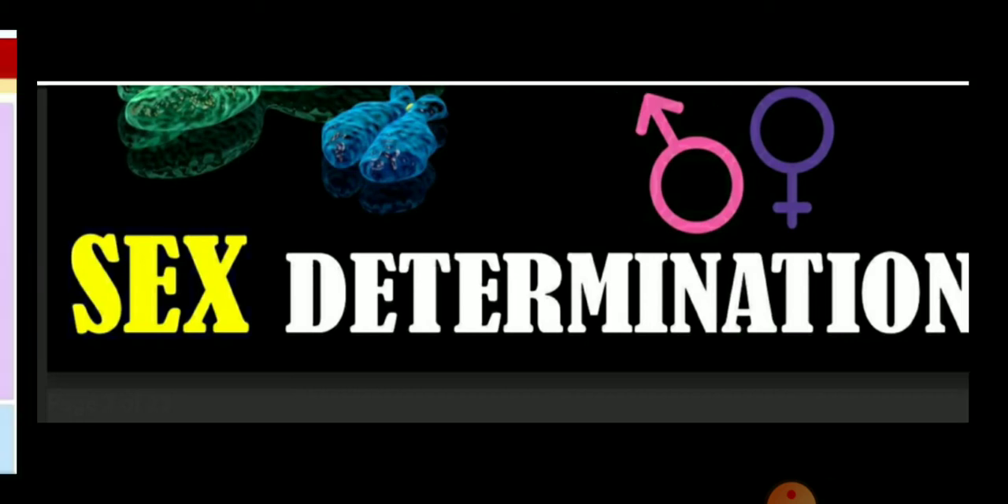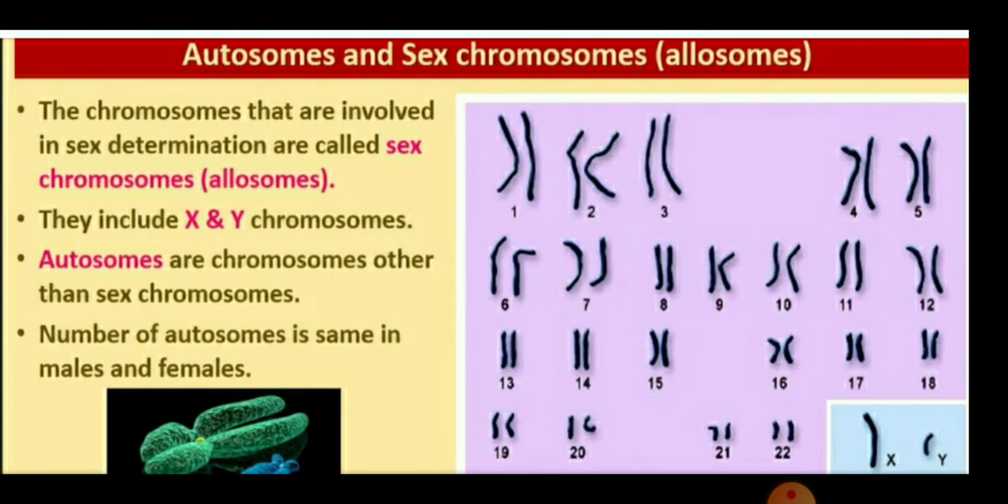So, children, today we are going to continue the chapter 5, Principles of Inheritance and Variation. In this chapter, today we will discuss sex determination, mutation, and the pedigree analysis of genetic disorders. So, children, how is sex determined?